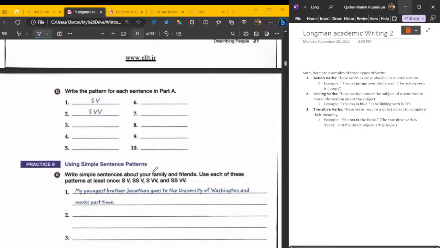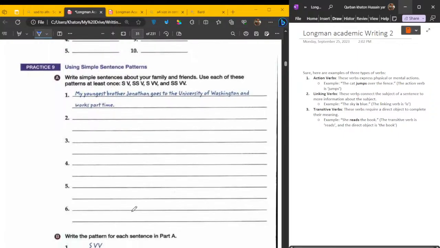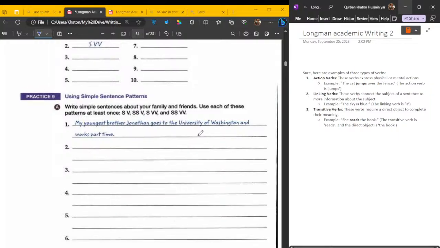Okay, write for each sentence in part A. So I think I'm not going to do that. SVV, this is VV. Okay, so here again, using simple sentence patterns about your family and friends. Write simple sentences about your family and friends. Use each of these patterns at least once.